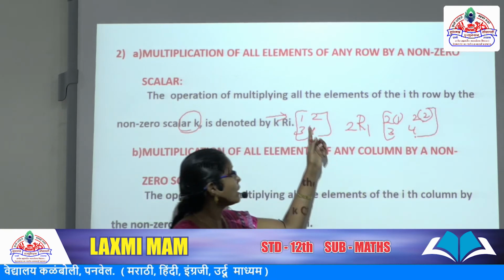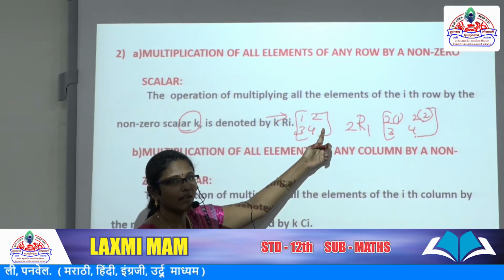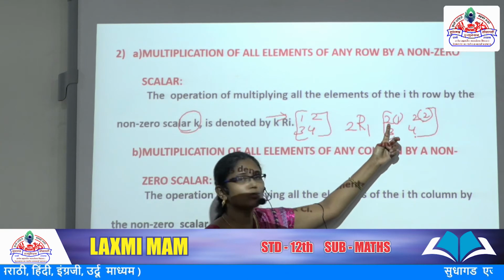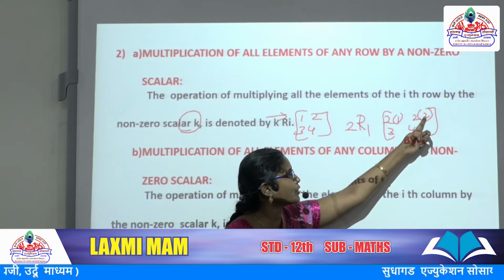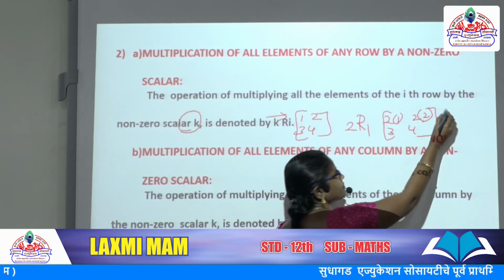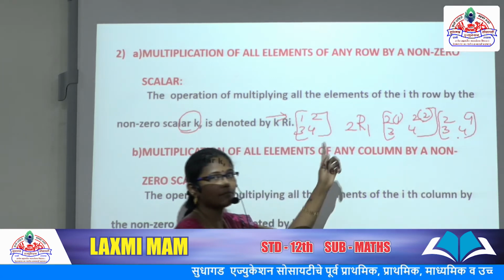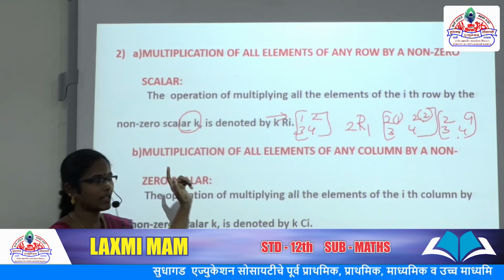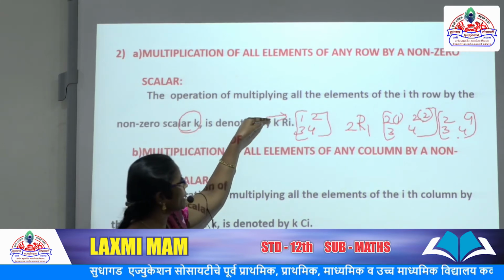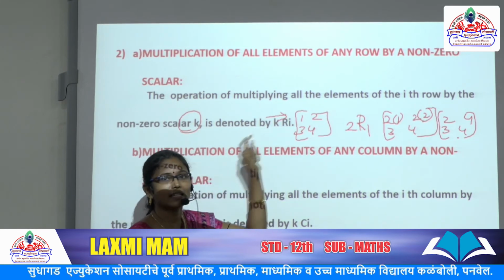Row 1 numbers are 1 and 2, given. We have to multiply by 2. Multiply by 2: 2 into 1, 2 into 2. It becomes 2, 4, 3, 4. Now the matrix becomes 2, 4, 3, 4. Okay? So if we want to multiply, completely multiply the row by the scalar.